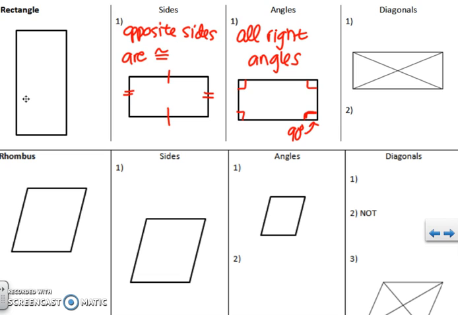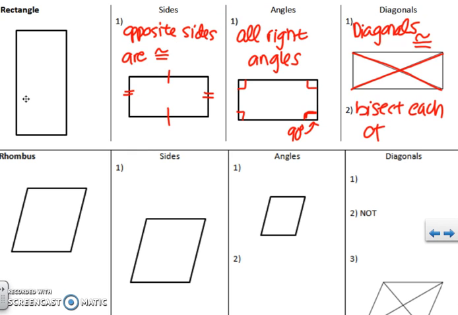Okay, the diagonals, first off, they're going to be congruent. So this whole diagonal is going to be equal to this whole diagonal, okay? So if they give you the length of all of those, you're going to be setting them equal, okay? The second thing that happens is they bisect each other. And that was also true in a parallelogram, okay?